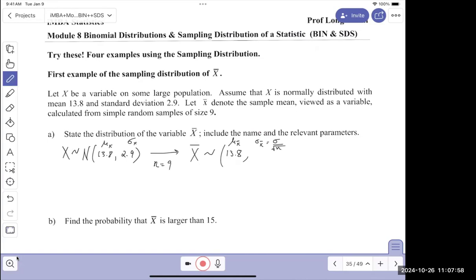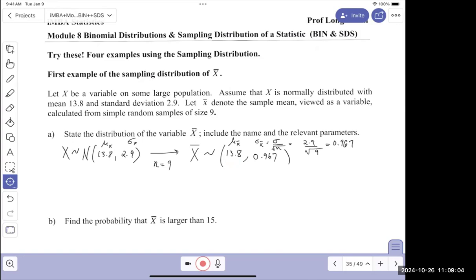So if we calculate this, this is 2.9 divided by the square root of 9, which gives what? Okay, so I'm going to keep two more decimals than I started. So it's 0.967. So this is the result. Now, the mean is the same, but the standard deviation is smaller, reflecting the fact that my means are closer together, or closer to the true mean, than the original values.